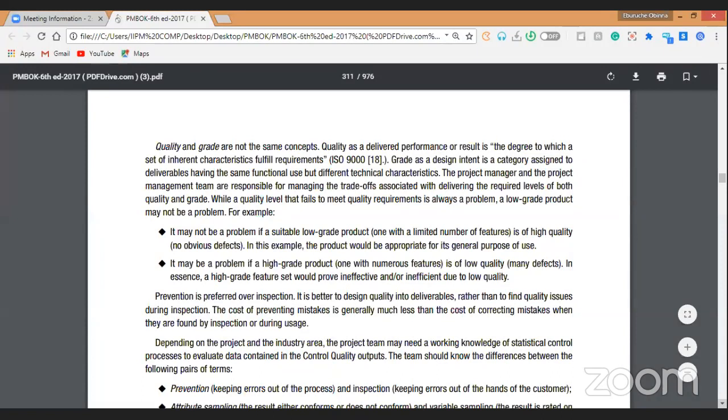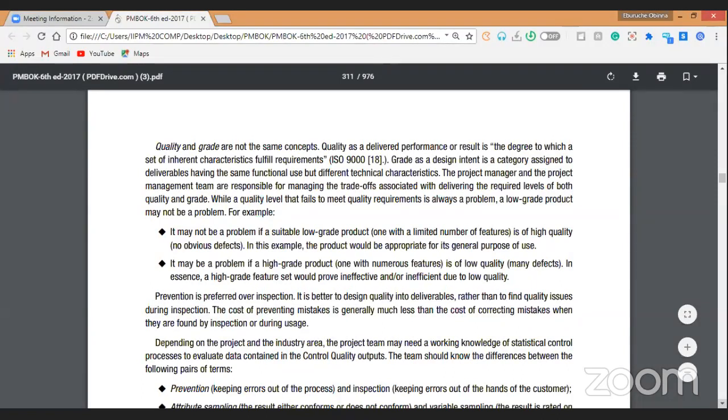I will say that again. Quality management should be proactive rather than reactive. Quality management should be proactive rather than what? Reactive. Quality management should be proactive rather than reactive.